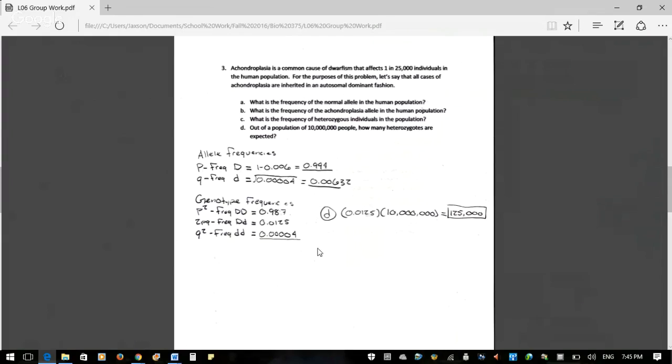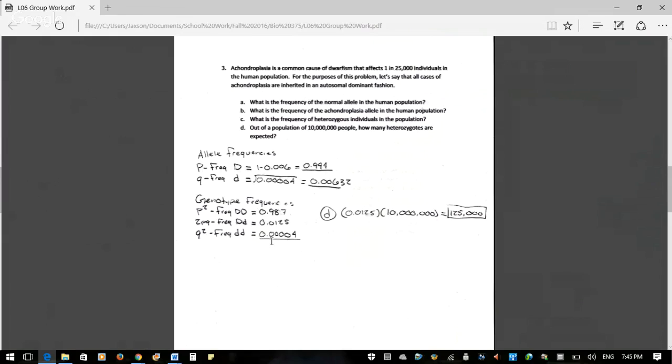But then I went back through and figured out that how she did it was she just did this. If you just do 24,999 divided by 25,000, then that gives you your P frequency. And then you find the square root of that, and that gives you your P frequency. And then to find Q, you just do that minus 1, and that gives you 0.02.